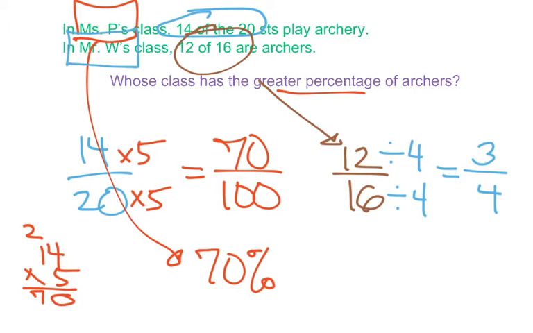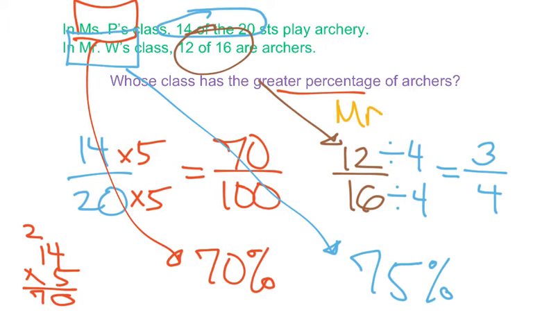Because 3/4 represents, like, think of cake, right? Think of 3/4 of a cake. What percent is that? Well, clearly that is 75%. So maybe this is for next year. And we could say that Mr. W's class has the greater percentage of archers. Archery. Kind of cool. All right.